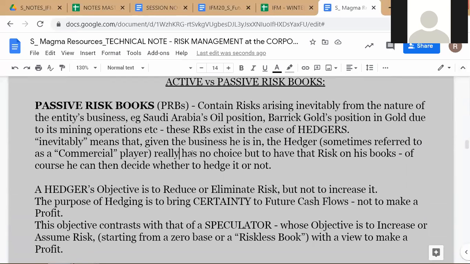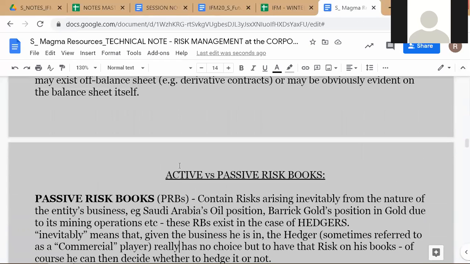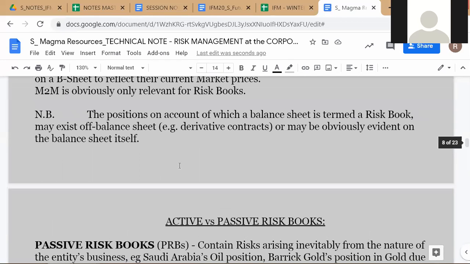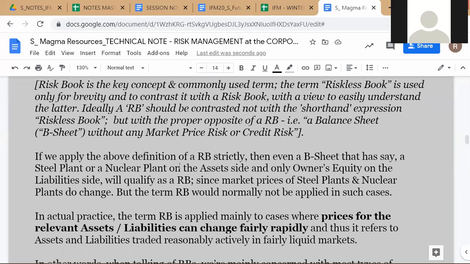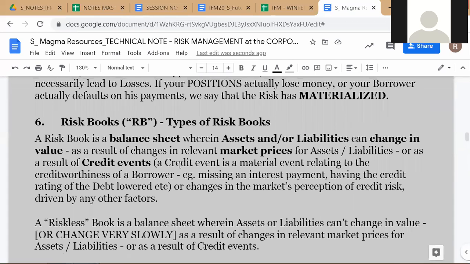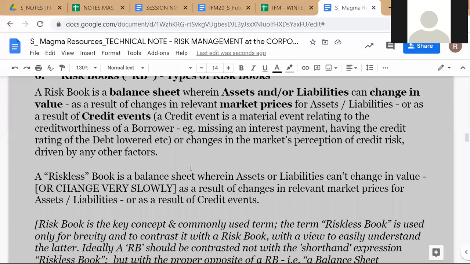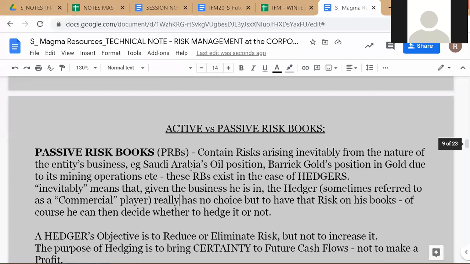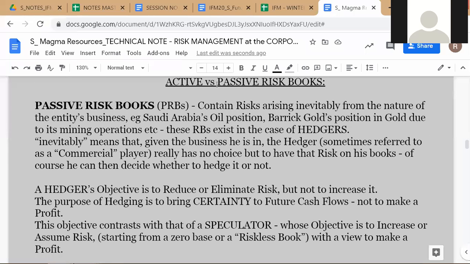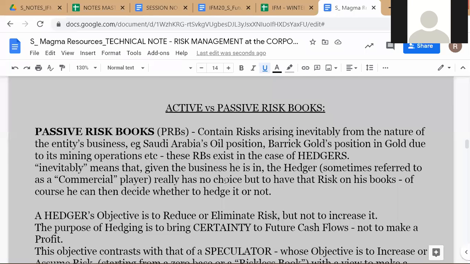So what I've done is I've taken the industry terminology, which is very commonly used, called risk books, referring to all kinds of trading books. Now I wanted to bring a certain further nuance into this idea, and I'm doing that by creating this category of active and passive risk books. This will have an impact because these two are qualitatively different. Active and passive risk books.